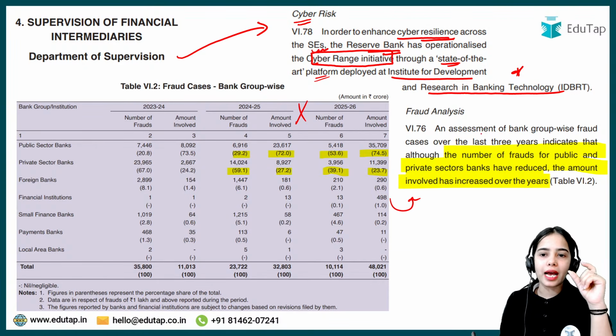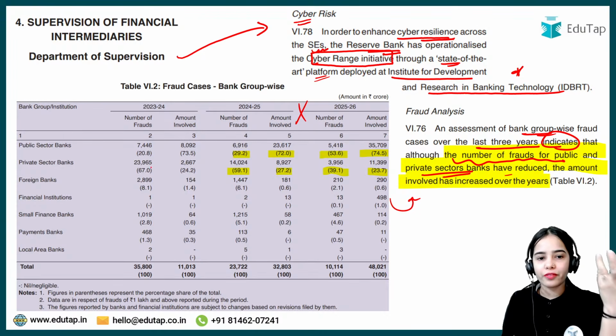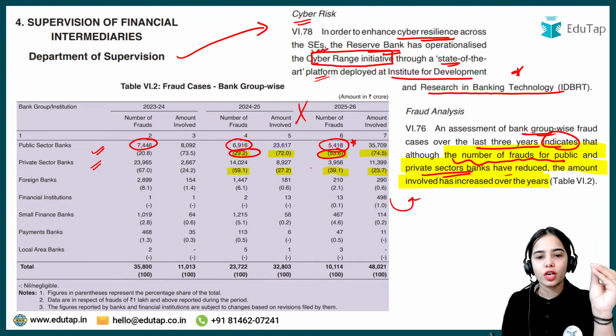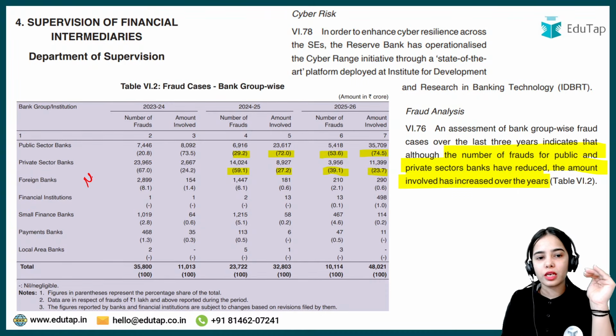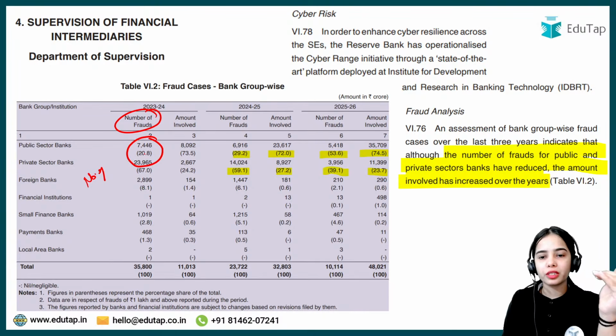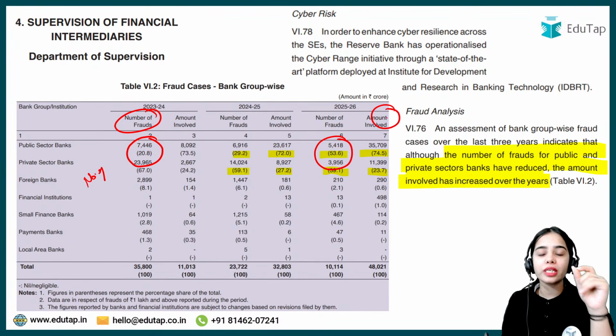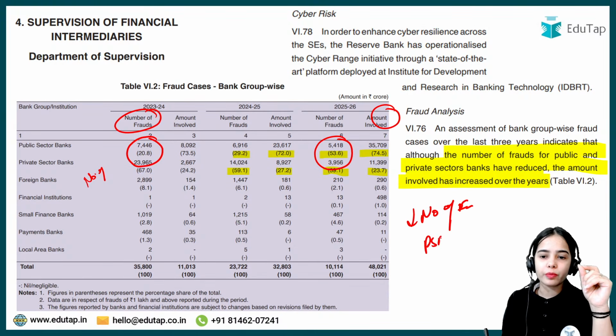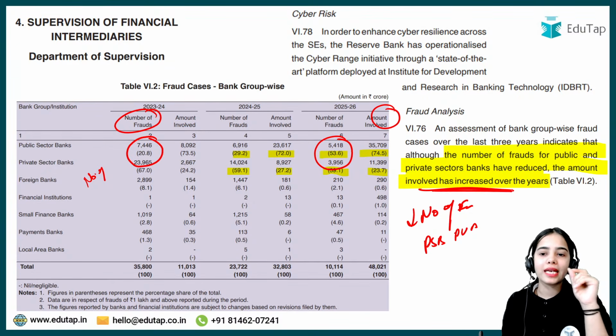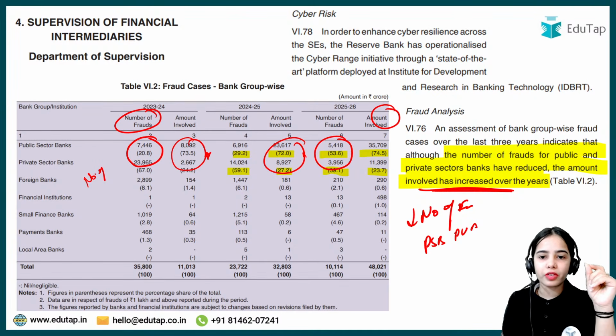Okay. Now coming to the next part, the data you don't have to remember. What you have to remember is that as per the assessment of the bank group wise fraud cases over the last 3 years, this indicates that although the number of frauds for public and private sector banks have reduced, so here you can see that the number of frauds have reduced for the public sector banks and for the private sector banks. The number of frauds 7,000, 6,000, now 5,418. For the private sector banks also 23,000, 14,000, now 3,000. So you can see that the number of frauds have reduced by a lot, from 7,000, from 23,000 to 5,000, 3,000 only. But the amount involved in the frauds, so number of frauds have decreased for public sector banks, for private sector banks, but the amount involved has increased over the years. The amount involved has massively increased over the years.